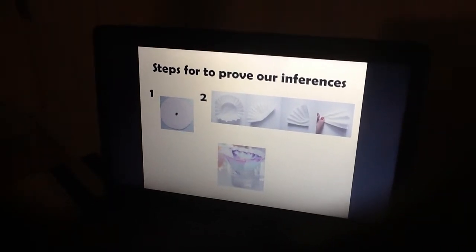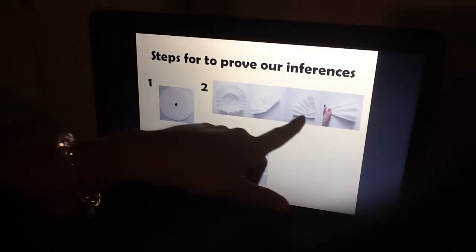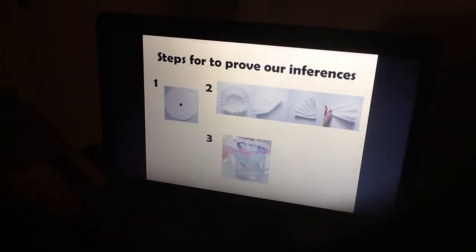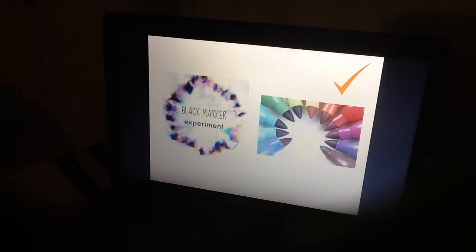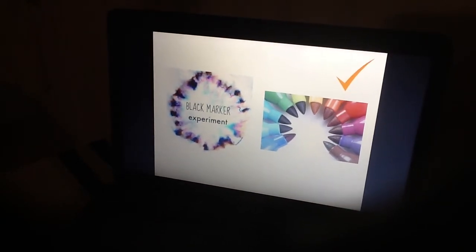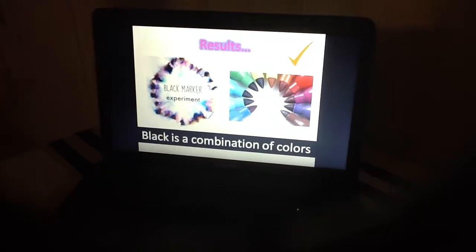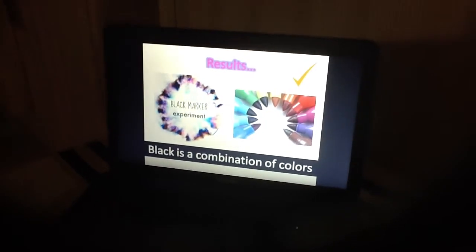Okay, step number 1, draw the circle, like Rodrigo, my brother, did last time. Fold the filter in a cone shape, and then introduce the tip of the cone in the cup of water. So now, when we finish, okay, what are the results? This is the result. Remember the coffee filter. And those who guessed that black is a combination of colors were right.